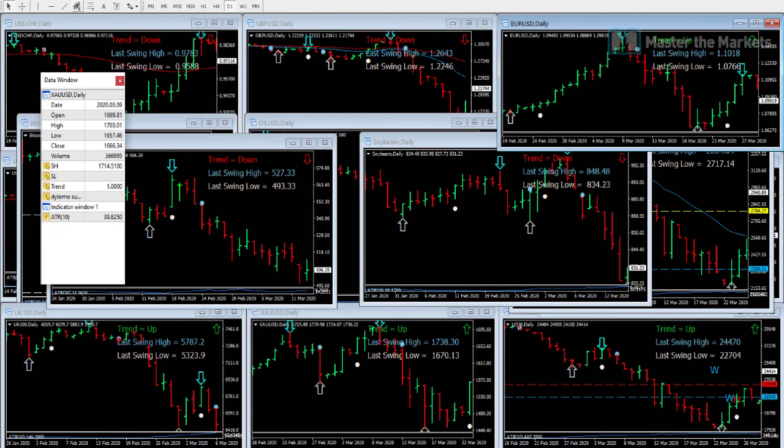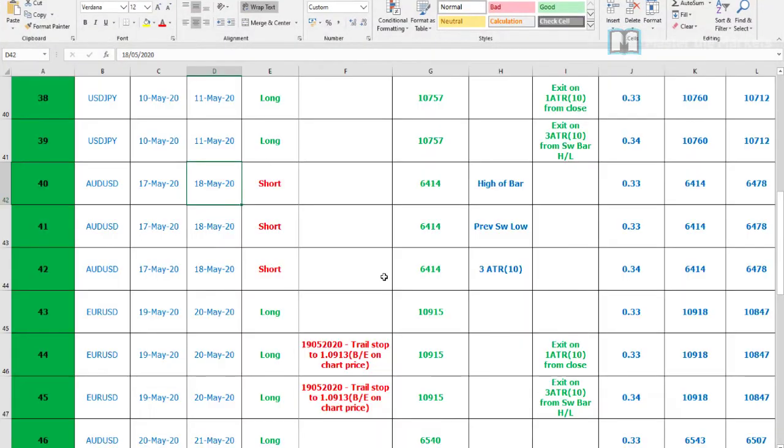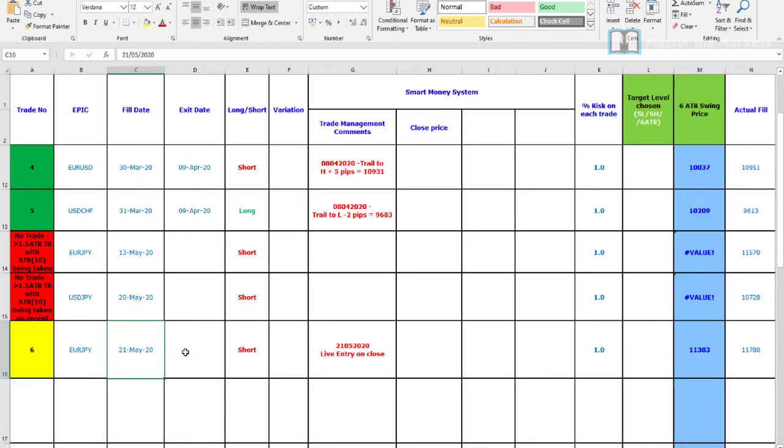How did we perform for this week? Markets are still in a quite tight compression, so the good thing is we've not had that many signals. We've stayed out of the market. We've preserved our capital and our winnings. The only thing which is floating profit at the moment is Euro Yen on the smart money strategy.